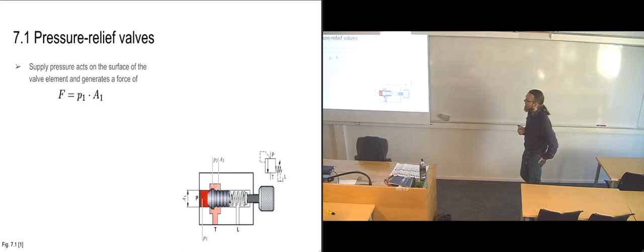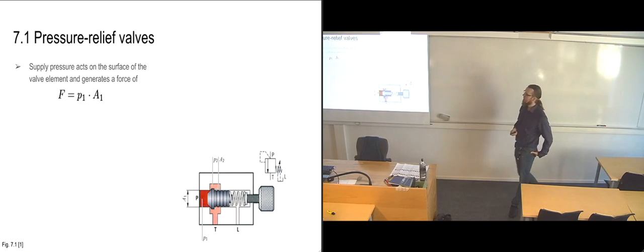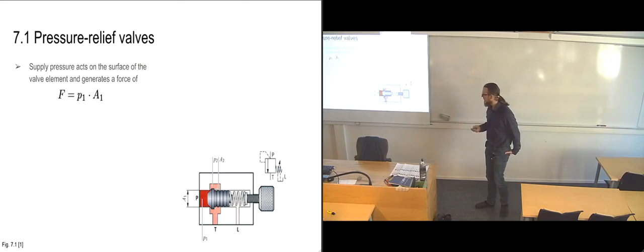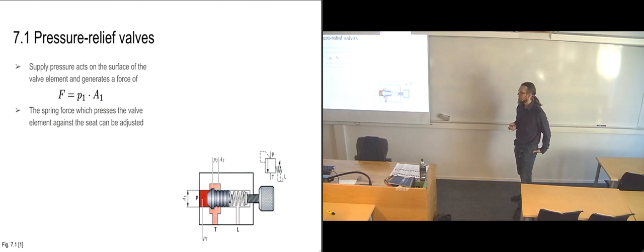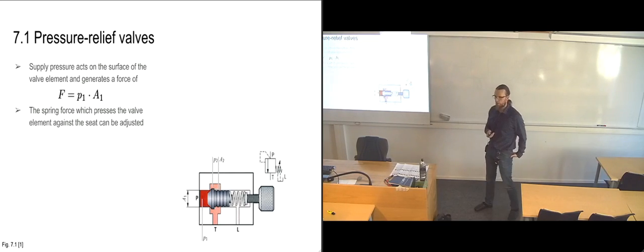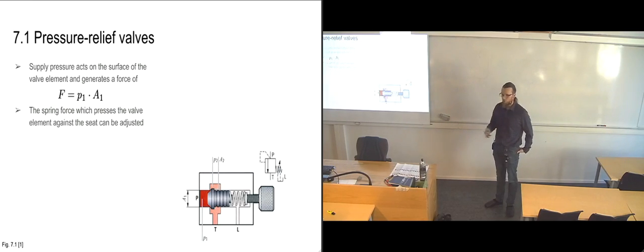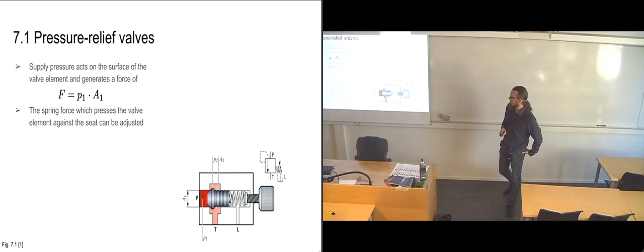So we get supply pressure, which acts on the surface of the valve element, the piston, and generates a force. We get the area of the port, basically, which is where it hits. So not the area of the entire piston, but just the area of the port and the pressure that we have on that side. That's what's acting on the piston. And the spring force is basically the only thing that's pushing the piston against the valve seat, so that we close off the port completely.